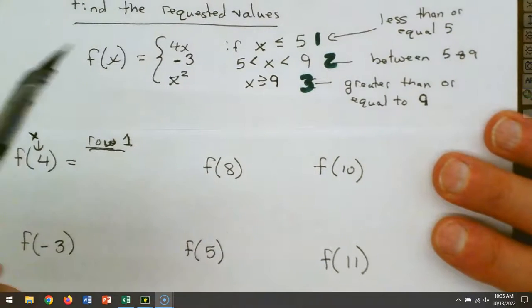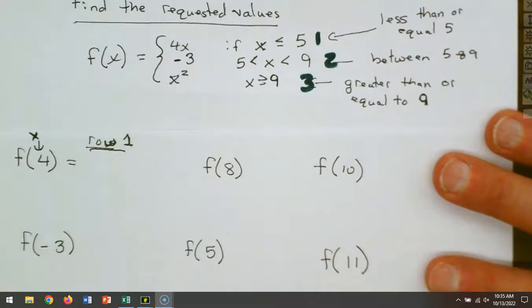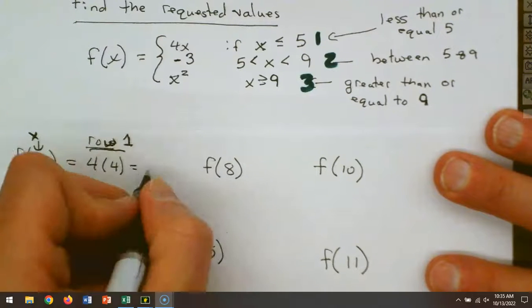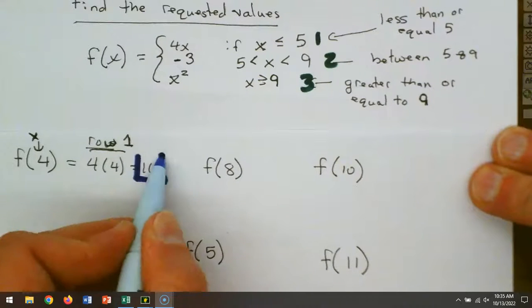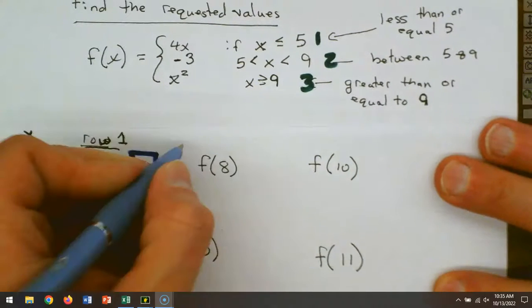Now, if I look at row number 1, what's in row number 1? 4x. So I plug my value in, so that would be 4 times 4, which is then 16. You only plug it into one of the rows. Only goes into one of them. What about 8? What if I plugged in 8?